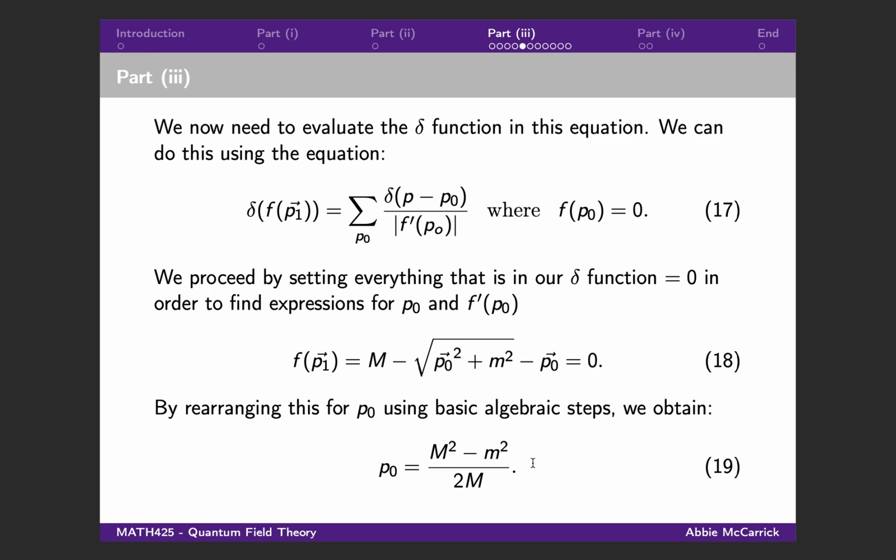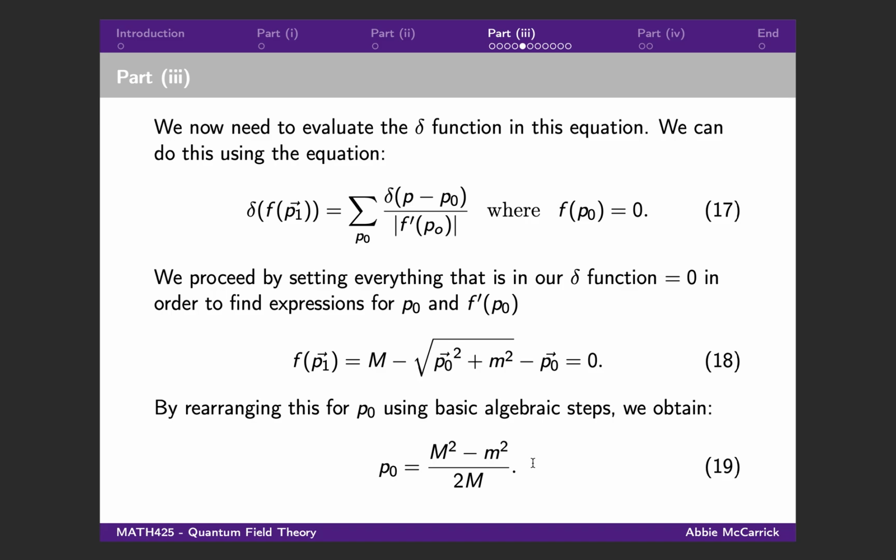So we will proceed by setting everything that's in our delta function equal to 0 in order to find expressions for p0 and f dash p0. So the function in the delta function, if you like, is m minus square root p0 squared plus m squared minus p0. So we've changed all the p's into p0. And then obviously we can rearrange this, and because we know that we're setting this equal to 0, we'll rearrange it for p0, and we do end up with equation 19.